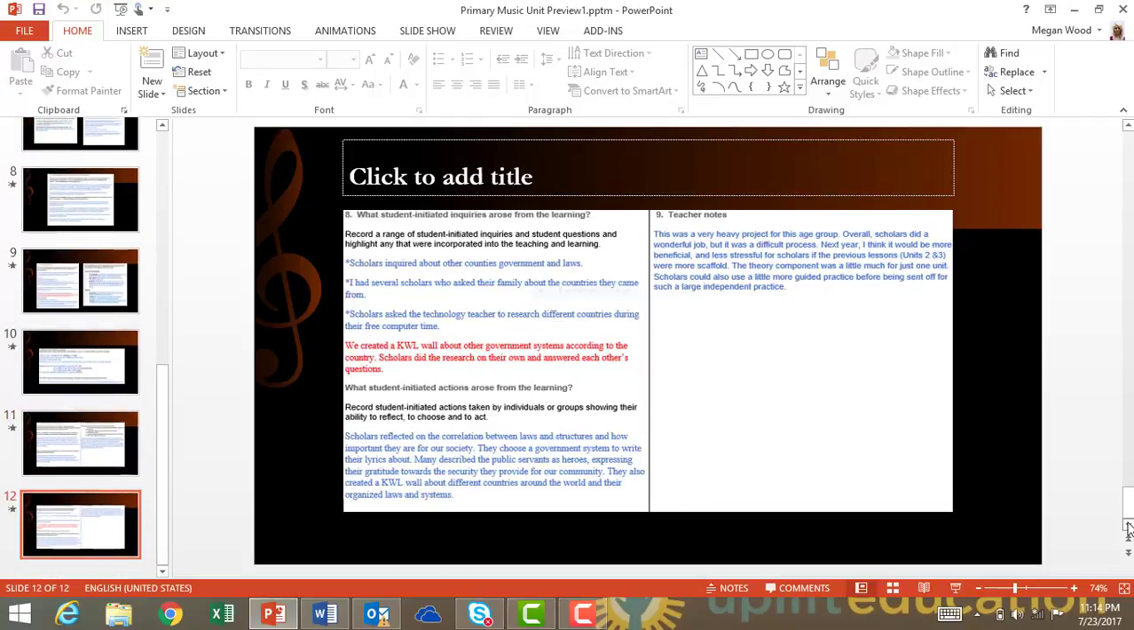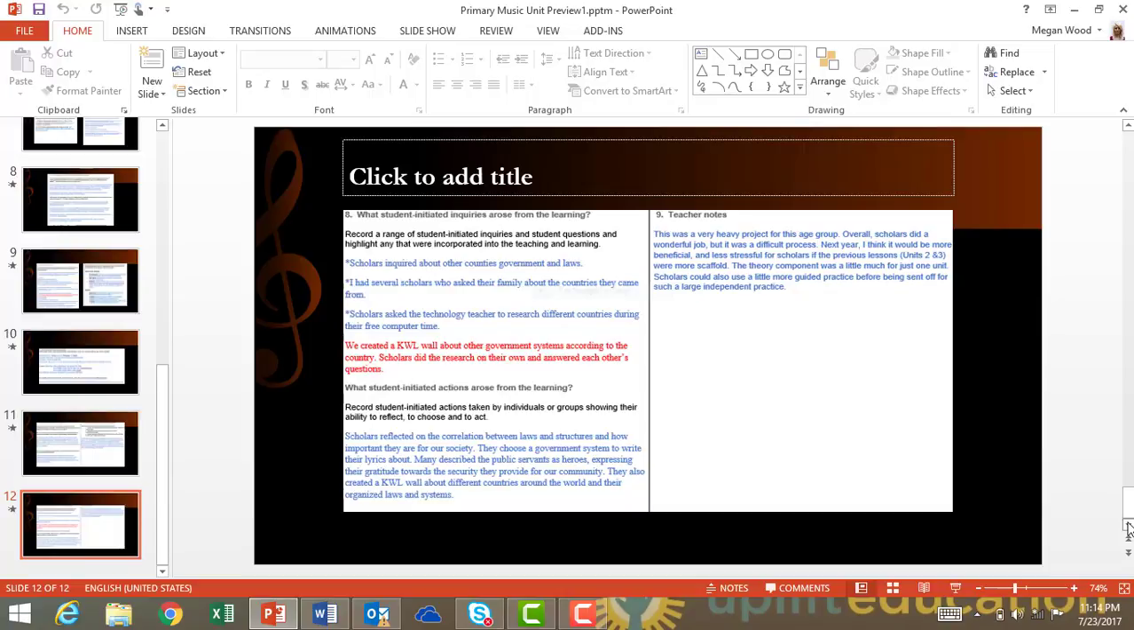Box 8 is what student inquiries arose from the learning, and were there any student initiated actions that took place, either individual or groups, showing their ability to reflect, choose and to act. So basically box 8 is, what are the scholars doing? Were there any questions they asked? What proved that they understood?